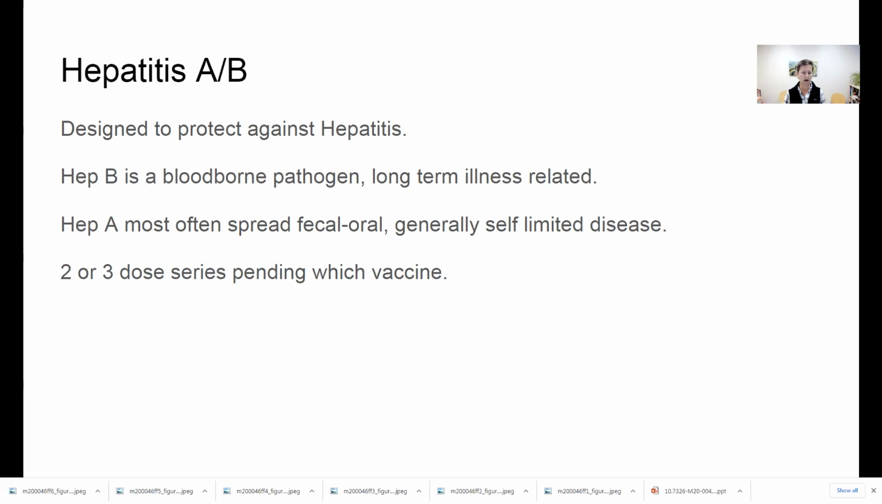Hepatitis B is more common with IV drug abuse and men having sex with men, and healthcare workers and paramedics could be at risk. The concern about hepatitis B is that it's a long-term illness and can increase your risk of cancer. We don't have a vaccine for hepatitis C. Hep A is mostly spread fecal-oral. It's generally a self-limited disease.